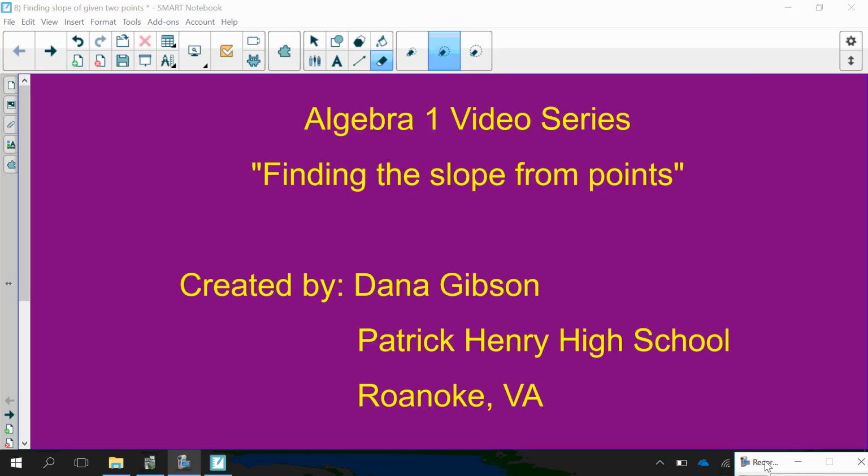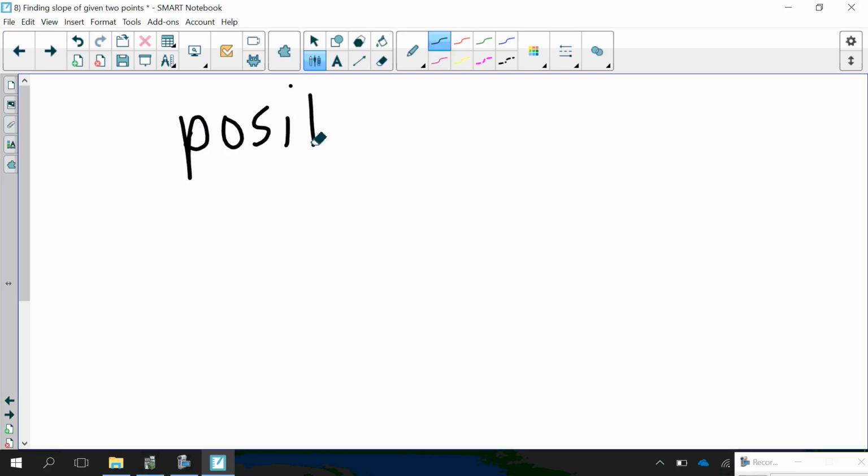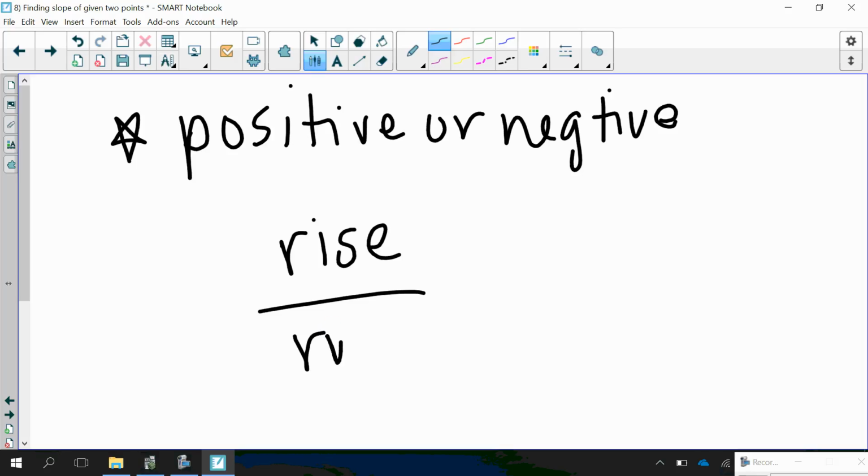Today we're going to look at finding the slope from 2 points. The most important question you have to ask yourself after you draw your 2 points is: is the slope positive or negative? Too often students do all of the work correct, but they forget to ask this question, positive or negative, and they get it wrong because they have the wrong sign. After we know if our slope is positive or negative, we have to calculate the rise over the run.